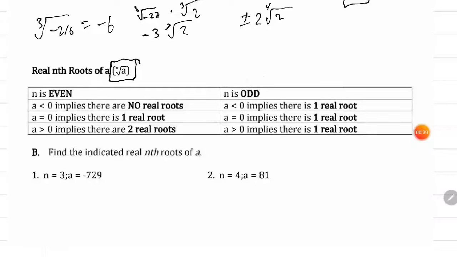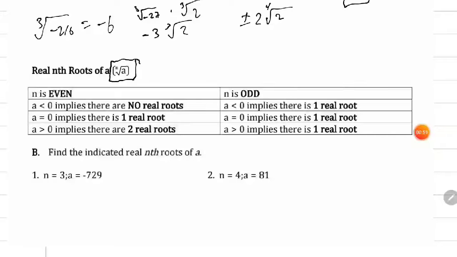If n is odd, like third root, fifth root, seventh root, and a is less than 0, we have a negative number, which implies there's one real root. If a equals 0, there's one real root, and if a is greater than 0, there's one real root. So if n is odd, we'll always have one real root.